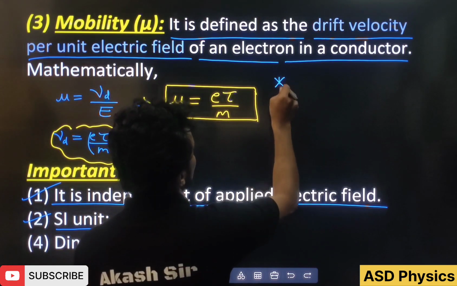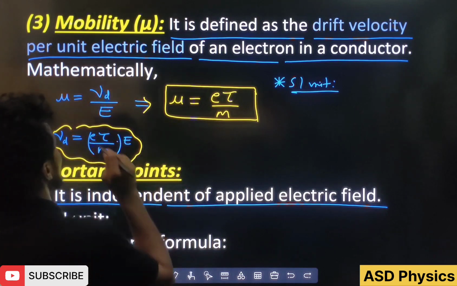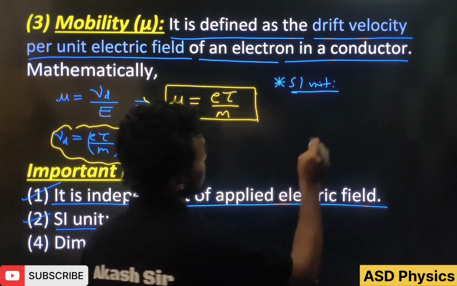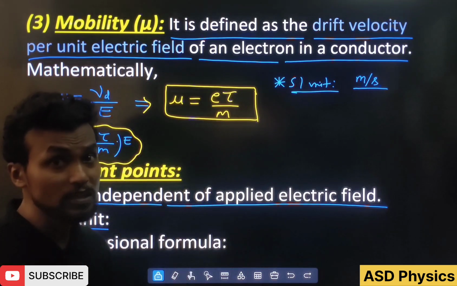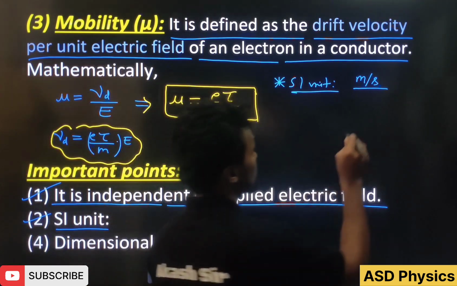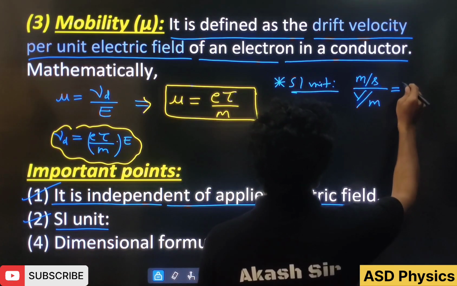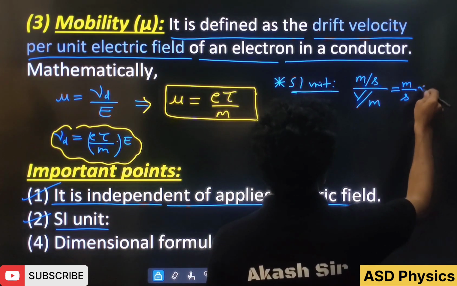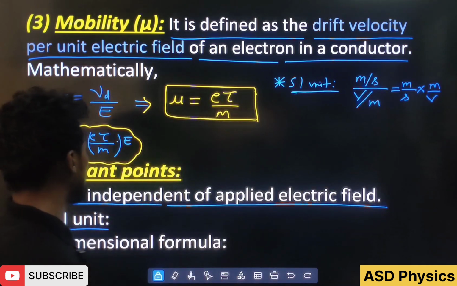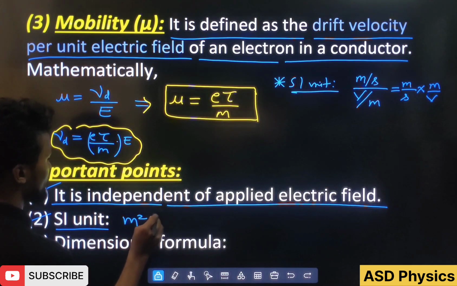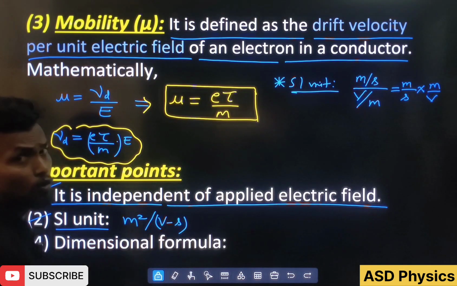Even no need to remember that, I can derive it from here. Vd means we can write meter per second, and electric field means Newton per coulomb or volt per meter also. So here I will write volt per meter. When you simplify this, it becomes meter per second into the reverse, meter per volt. So you can write it as meter square per volt second.